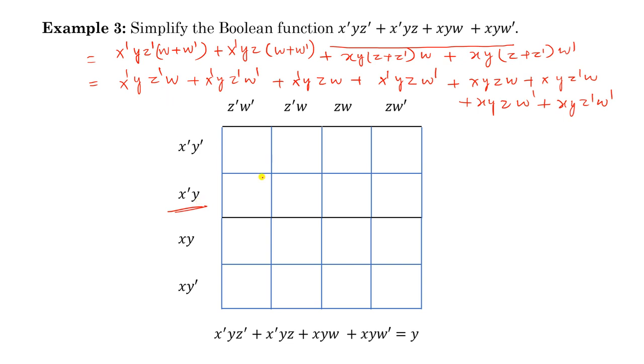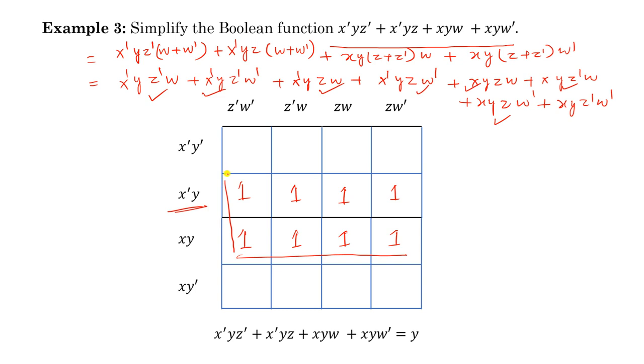Look at this, z dash w, x dash y, this is 1. This is completed: x dash y, z dash w dash, z dash w. This is 1. This is completed: x dash y, z w. This is z w. X dash y, z w dash. This is 1. The four terms are completed. X y z w, this is 1. X y z dash w, this is 1. X y z w dash, this is 1. And finally x y z dash w dash, this is 1.